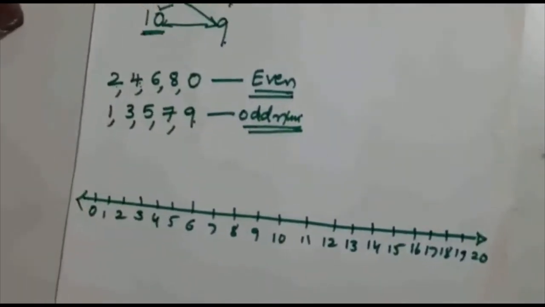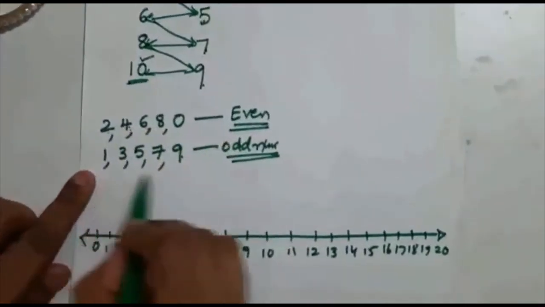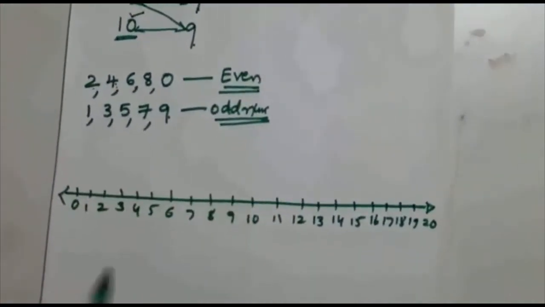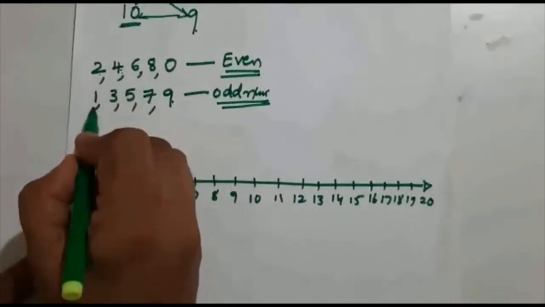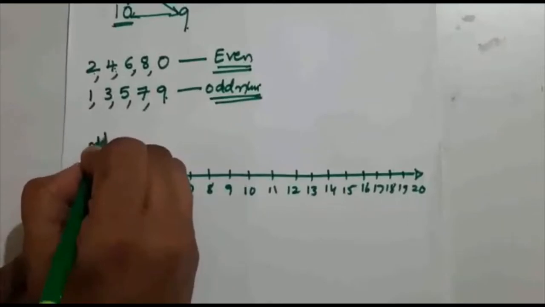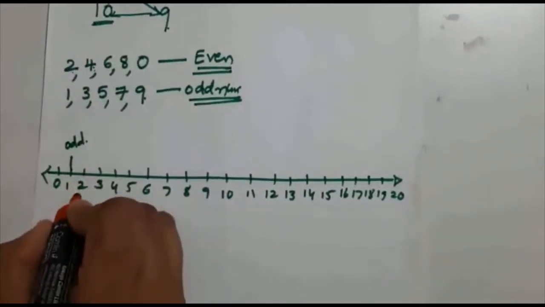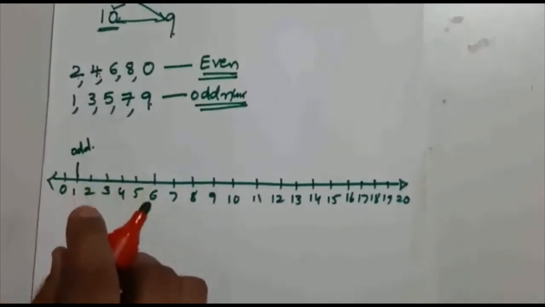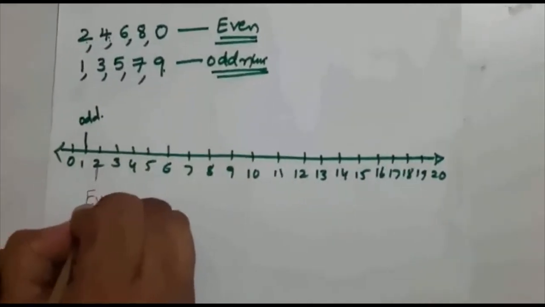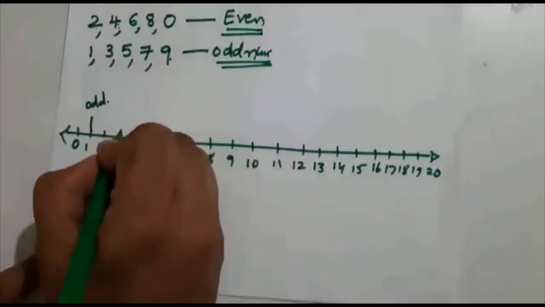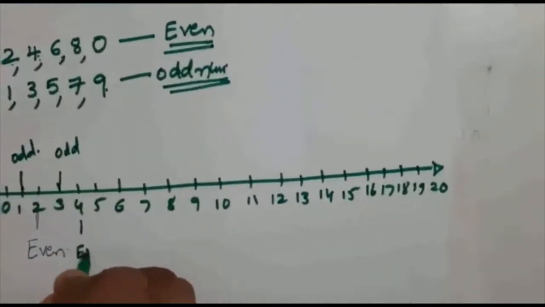Till now we discussed, children, what are the even numbers? 2, 4, 6, 8. What are the odd numbers? 1, 3, 5, 7, 9. Let us observe here. Which number is this one? Odd number. This is an odd number. 1 after 2 is what, children? Even number. This is an even number. Again, if you observe, this is an odd number. Again, this is even.